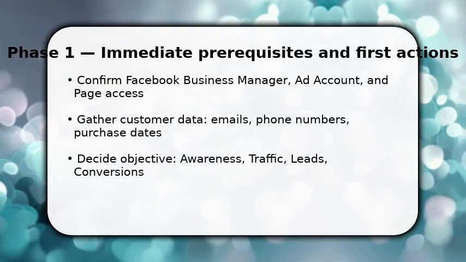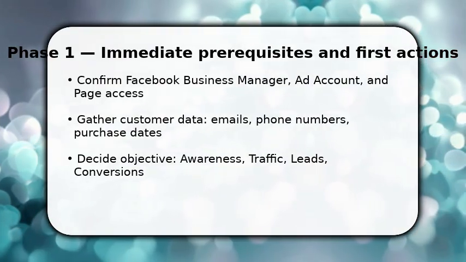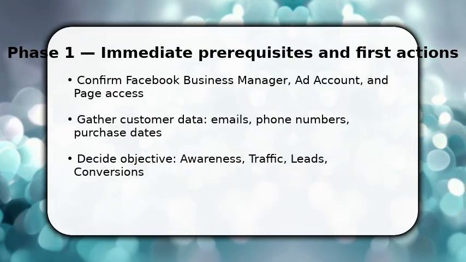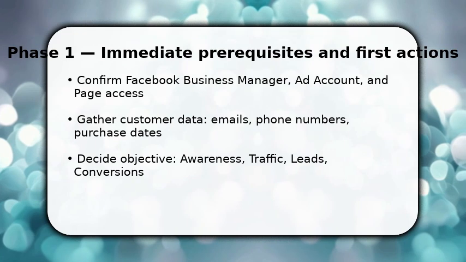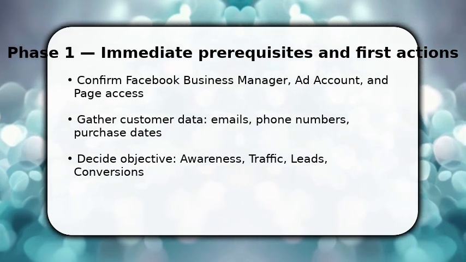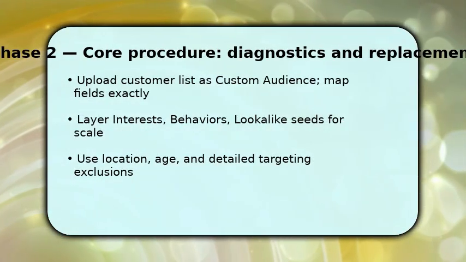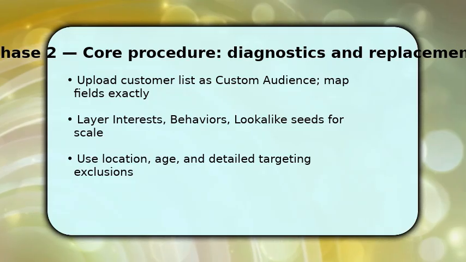Finally, open Audiences in Ads Manager and click Create Audience. This is where you move from setup to building a usable seed. You upload the CSV and map fields like email and phone. Mapping accuracy matters because matching rates affect reach.